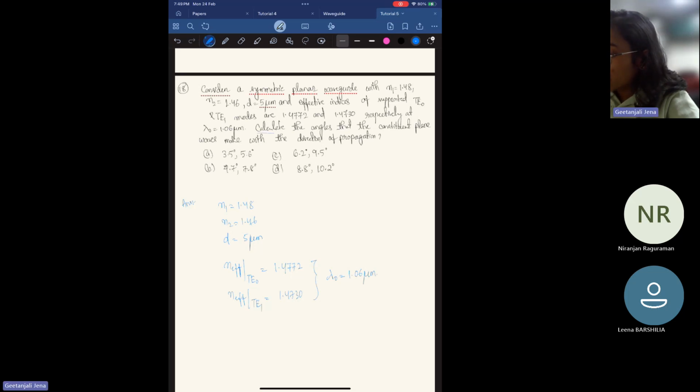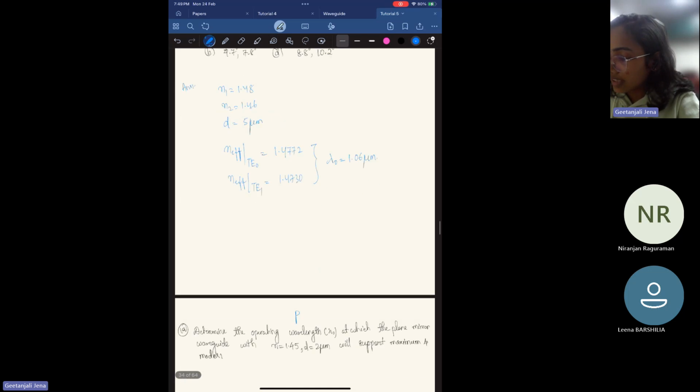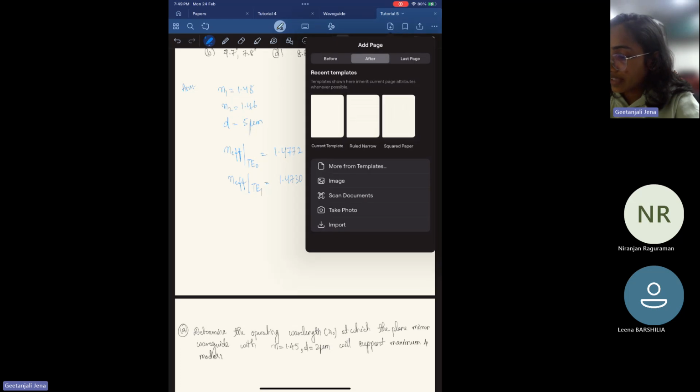Then calculate the angles that the constituent plane waves will make with the direction of propagation. So we need to find out the angle with respect to the direction of propagation for this case. Okay, so let us go through the concept first, how the angle is related to this refractive index, sorry, effective index.